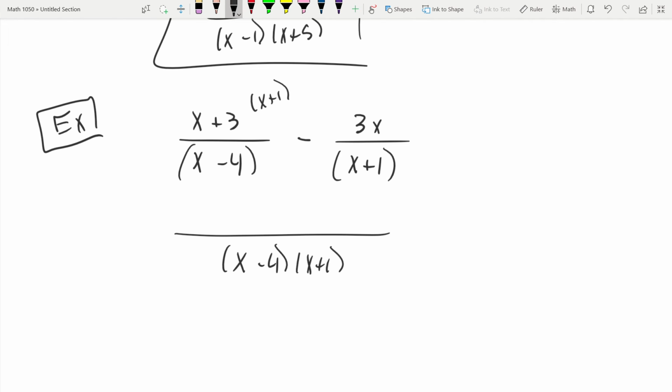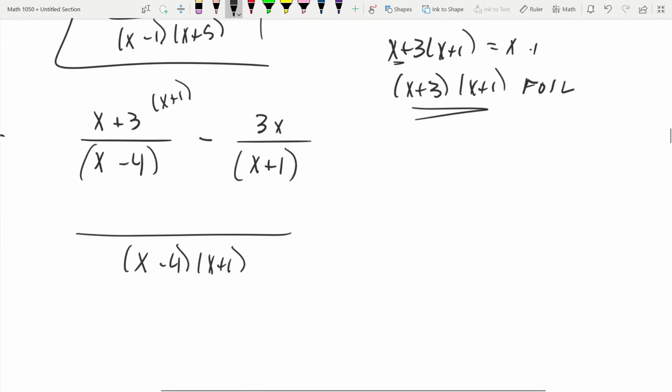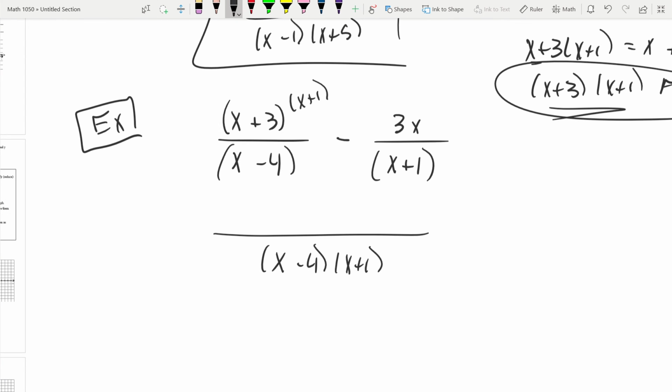But I want you to look. This right here, x plus 3 times x plus 1, is very different than this. This one, you have to FOIL. This one, the x just sits there, and then you distribute the 3, and you get 3x plus 3. Which one's right? That one. So I have to put parentheses around the x plus 3 because it's a binomial. The x plus 1 is also a binomial. So I FOIL, and I get x to the second plus 4x plus 3.